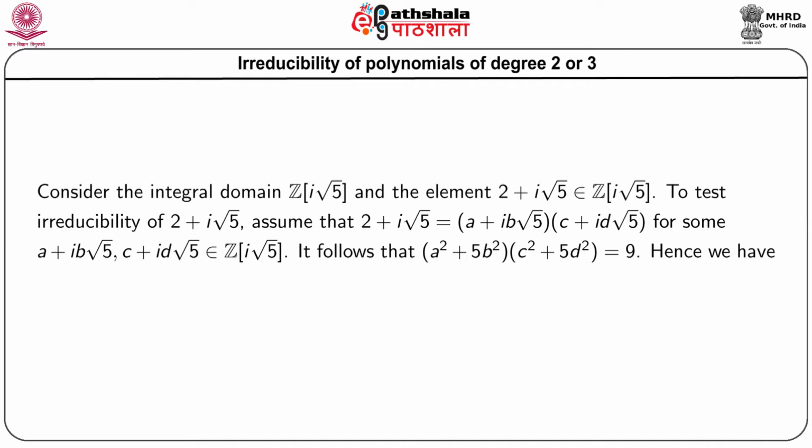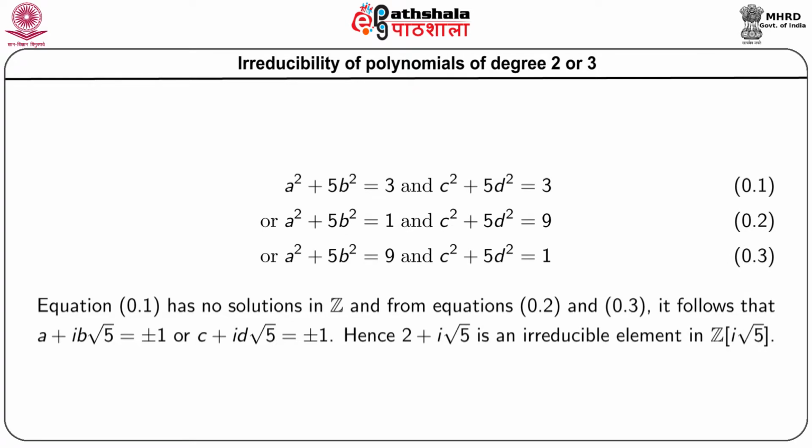Since 9 has only 3 factorizations, namely 1 into 9, 3 into 3, and 9 into 1, we get either a² + 5b² = 3 and c² + 5d² = 3, or a² + 5b² = 1 and c² + 5d² = 9, or a² + 5b² = 9 and c² + 5d² = 1.